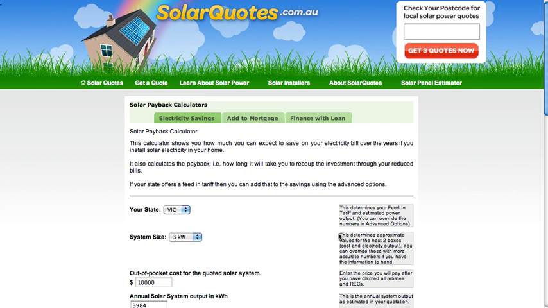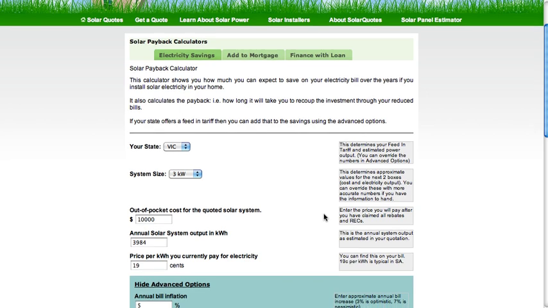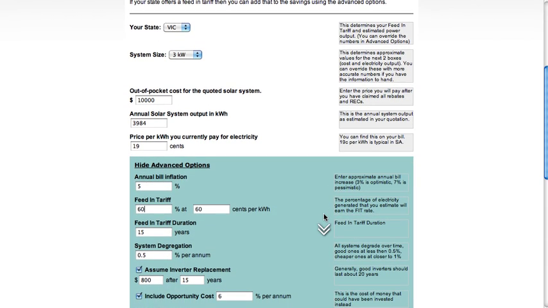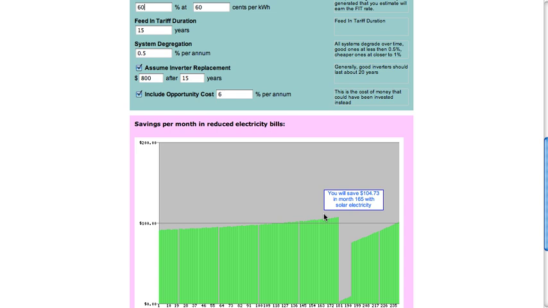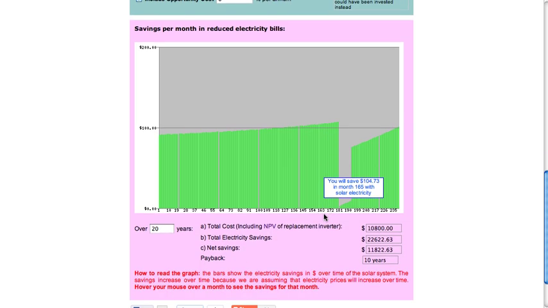Hi, this is Finn Peacock again, and in this video I'm going to go through the results of the solar power savings calculators. In the last video we went through what all these inputs mean, and in this video we're going to look at the graph that's generated from all the inputs that we put in.